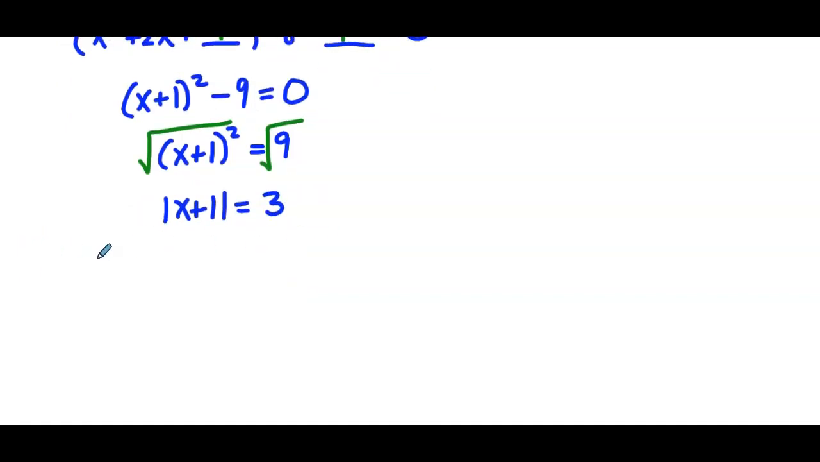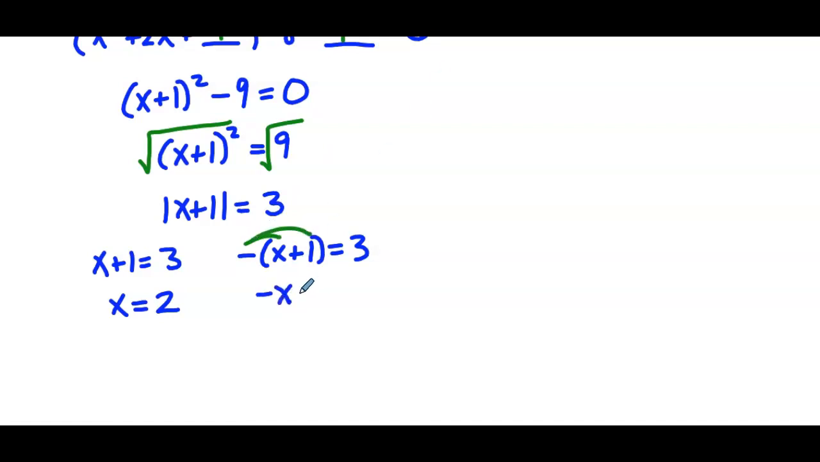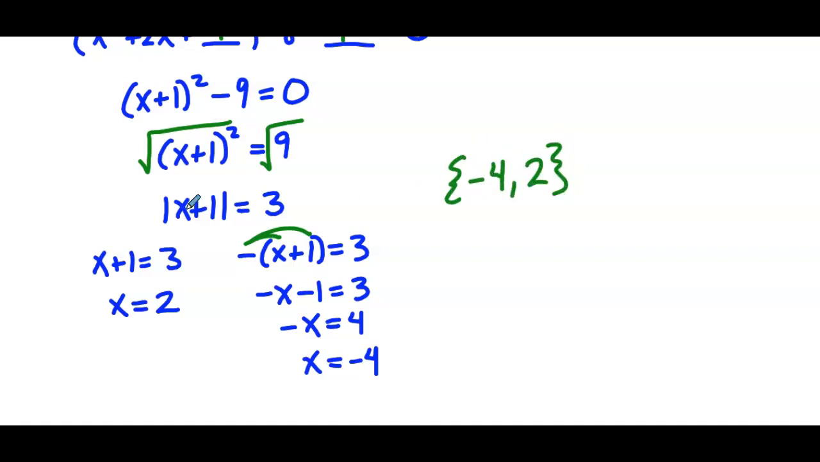And now we can set up two smaller equations. So x + 1 = 3, or the negation of x + 1 = 3. X + 1 = 3, we can subtract 1 from both sides, so x = 2. Here we can distribute out that negative 1. So -x - 1 = 3. Add 1 to both sides, so -x = 4. Divide by negative 1, so x = -4. So our solution set is -4 or positive 2.